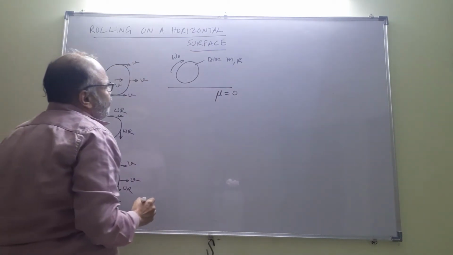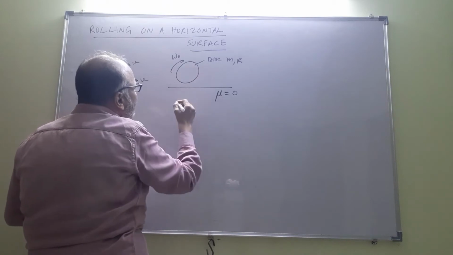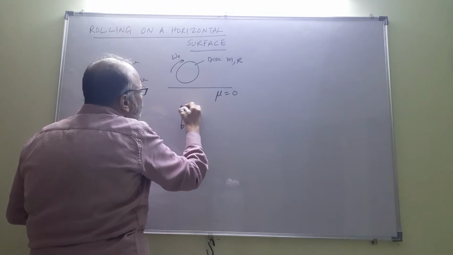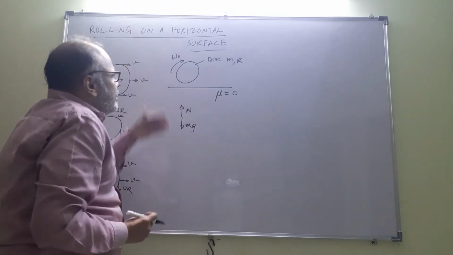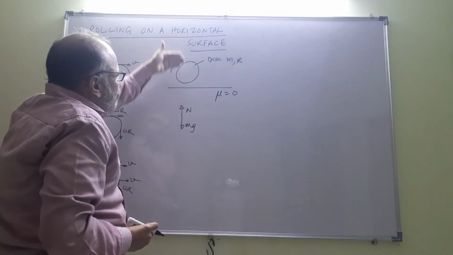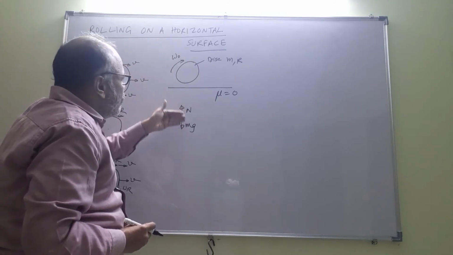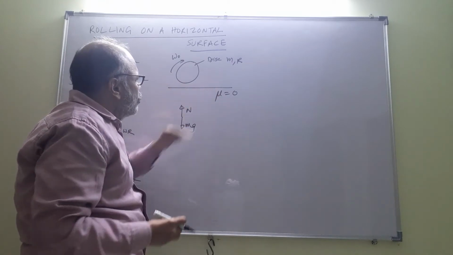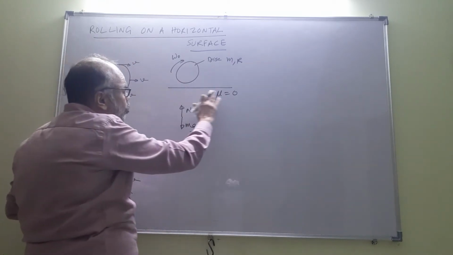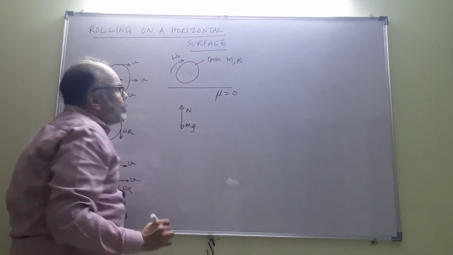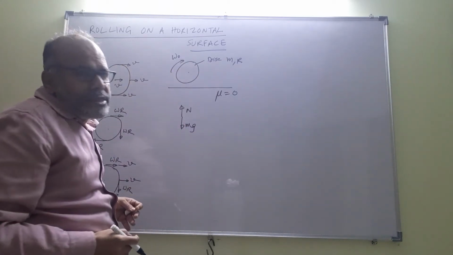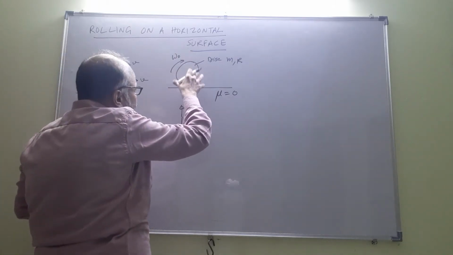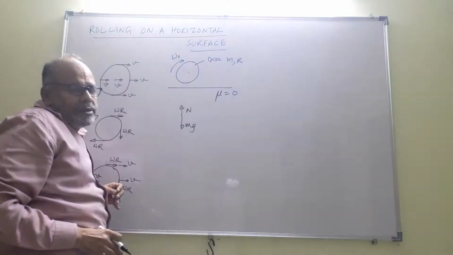What would happen? If you draw the free body diagram of this disk, there would be mg and there would be N. Since the disk is not moving in the vertical direction, N is going to be equal to mg. Since there is no friction, there is going to be no horizontal force. Because there is no horizontal force, the center of mass of the disk will not advance. So the disk is going to stay at the same place on the surface.